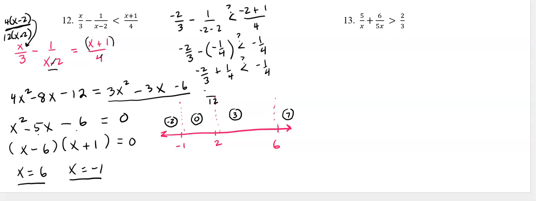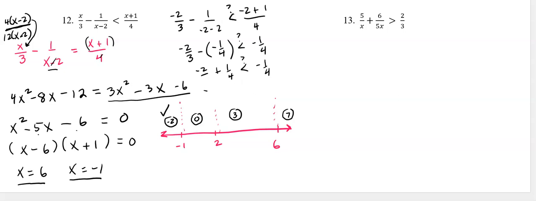So this would be negative 8/12. This would be positive 3/12. And is that less than negative 3/12? Okay, so the left side becomes negative 5/12. And since negative 5 is less than negative 3, then negative 5/12 is less than negative 3/12. So we've proven that this area, all the numbers less than negative 1, are going to make the original problem true. So I'll put a check mark there.